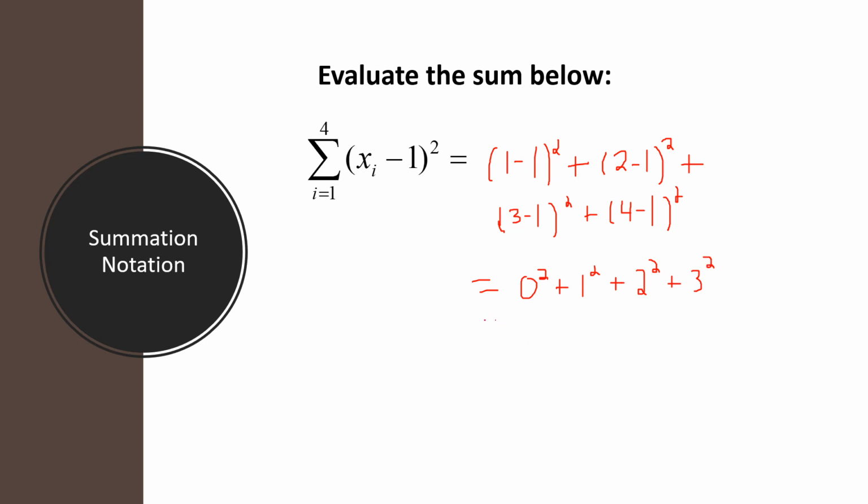Before we add, we have to square. So 0 times 0 is 0. 1 times 1 is 1. 2 squared is 2 times 2, which is 4. And 3 squared is 3 times 3, which is 9. So 0 plus 1 is 1, plus 4 is 5. 5 plus 9 is 14. So the sum is equal to 14.